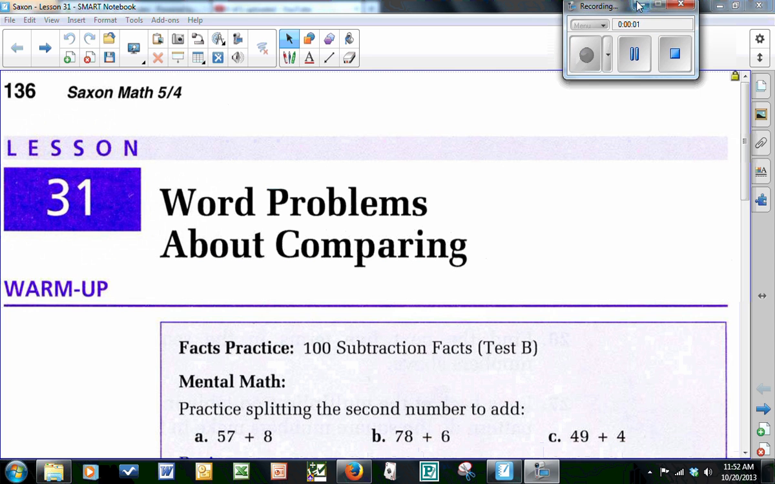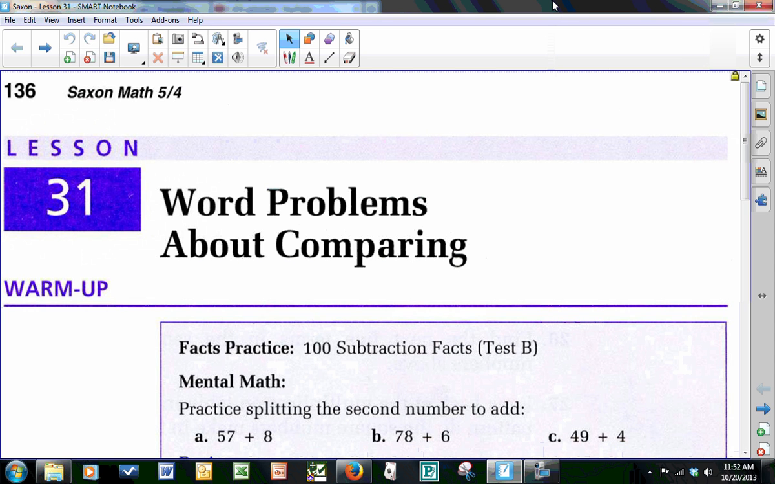Welcome to Saxon Math Lesson 31. Our learning target for today is to be able to solve word problems about comparing. Now these are not some more, or some went away problems. These are just comparing two numbers in word problem form.